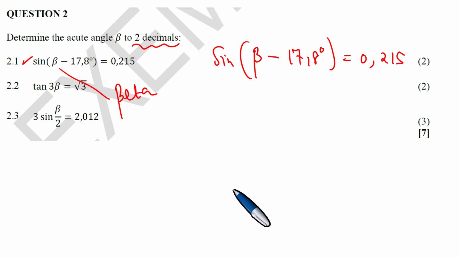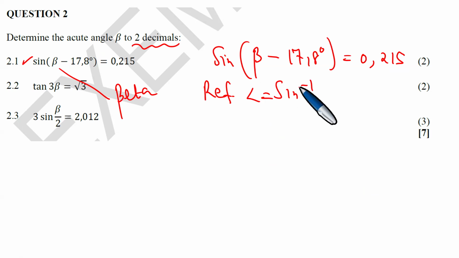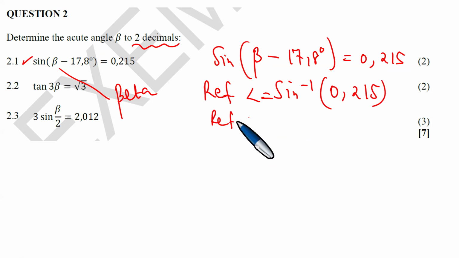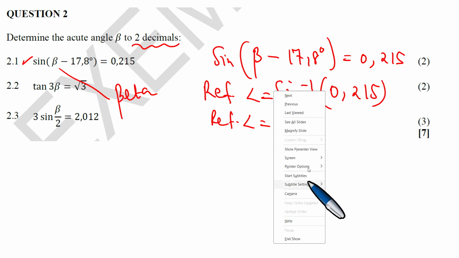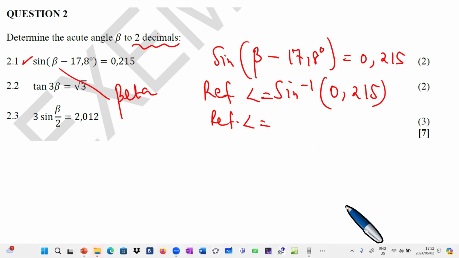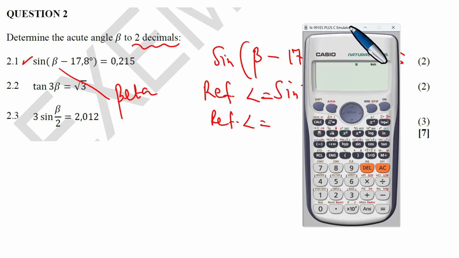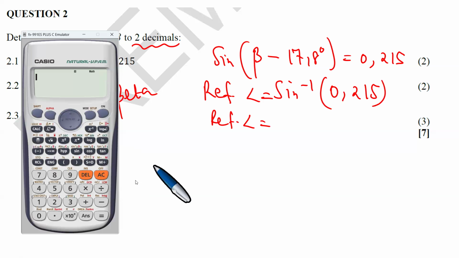We use a calculator, but first things first, we need to find what we call a reference angle. The reference angle is obtained when the sine is moved to the other side and you have the arc sine of 0.215. This gives us the reference angle. What is the arc sine of that? There's a calculator that we're going to use. Here's our calculator, and with this calculator we use the shift sine.